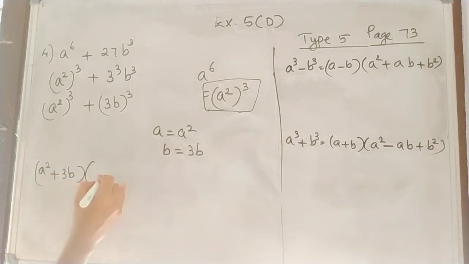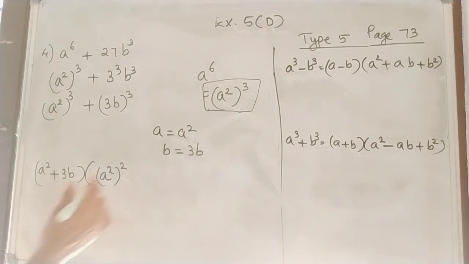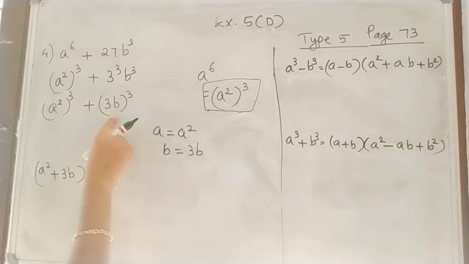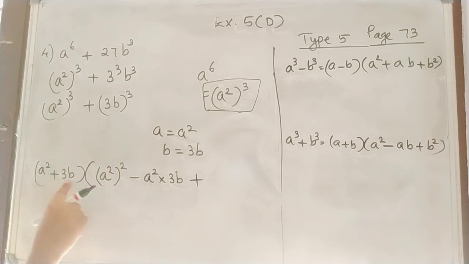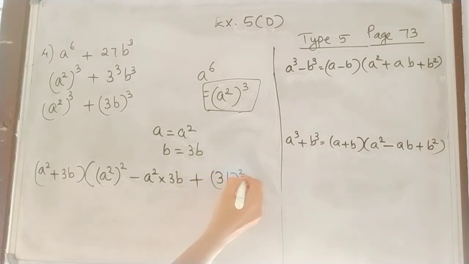a square plus 3b, a plus b into a square, that is, a is already a square, so it will be a square the whole square. Then a cube plus b cube is (a plus b) into (a square minus ab, that is a square into 3b, plus b square, which is 3b the whole square).